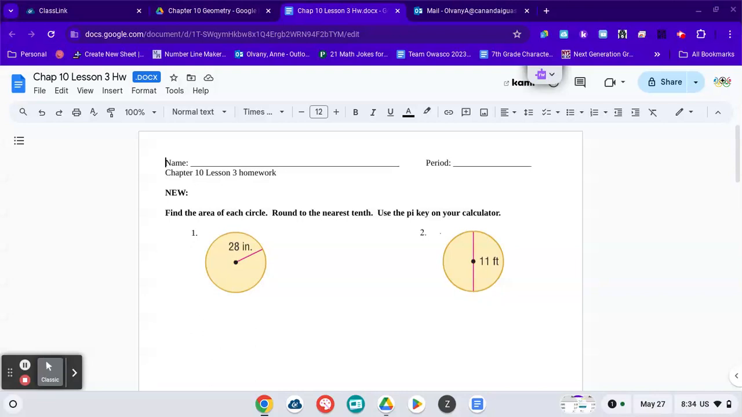So lucky. I just opened the drawer of my desk at home and found a stylus. Yay. All right, so finding the area of a circle.